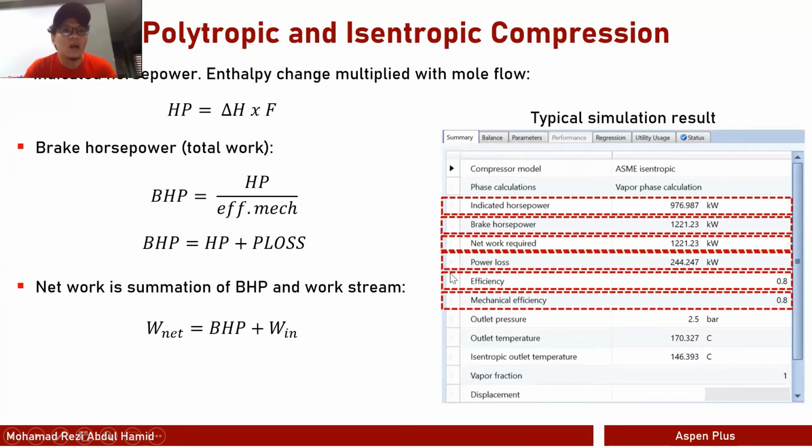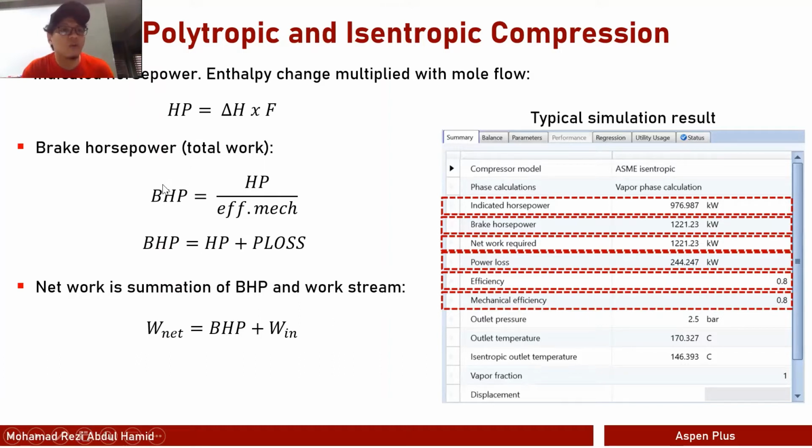That's number one. Number two, how do we get indicated horsepower, which is HP, in this particular column and row? Indicated horsepower is just the change of enthalpy calculated from the previous slide, multiplied by the molar flow rate of the gas. And how about brake horsepower? Brake horsepower is basically the total work.